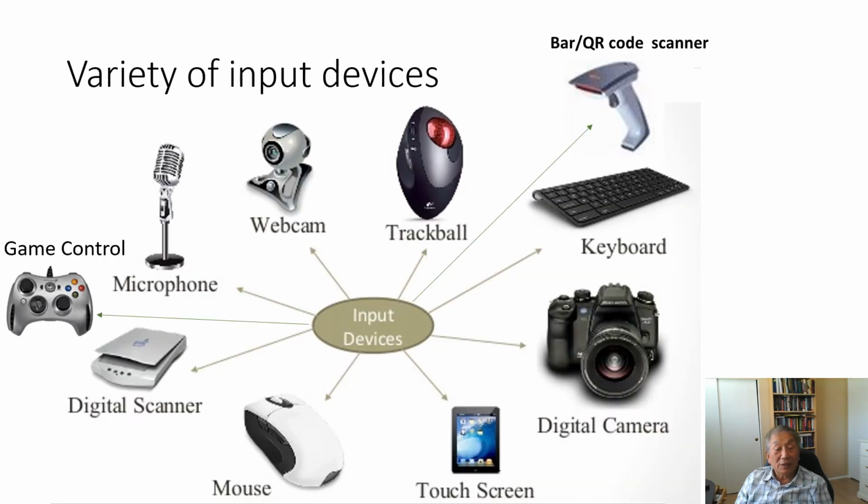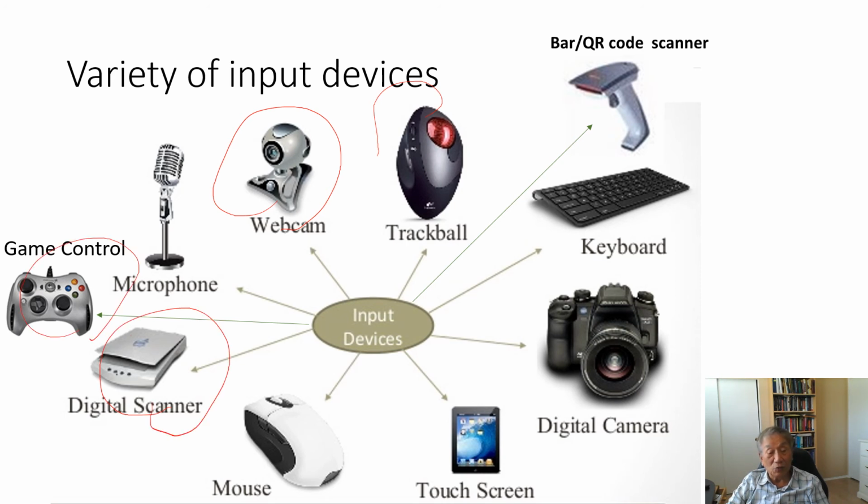Then there are more varieties of those: the trackballs and the webcams, then microphone, digital scanners, and the game controller, and then there's a digitizer, and the barcode scanners. Those things are used for input, so they put some information into the computer so that it can be processed.